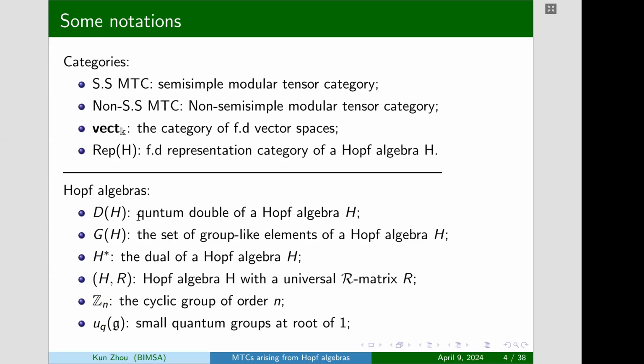D(H) means the quantum double of a Hopf algebra H. G(H) means the set of group-like elements of a Hopf algebra H. H* means the dual of a Hopf algebra H. (H,R) means a quasitriangular Hopf algebra with a universal R-matrix R. Z_n is the cyclic group of order n. And U_q(g) means small quantum groups at a root of unity. Here, g is a semisimple Lie algebra over the complex numbers.